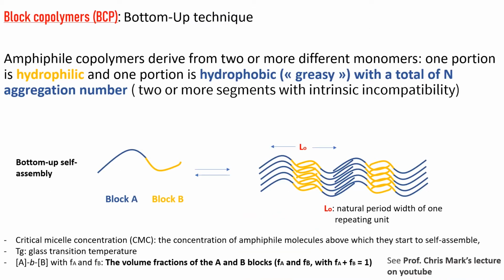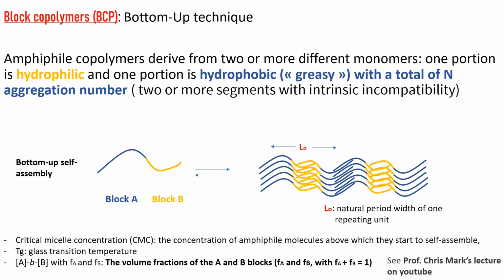Block copolymers are generally prepared by bottom-up techniques. Amphiphilic copolymers derive from two or more different monomers. One portion is hydrophobic, such as block A. One portion is hydrophilic, such as block B in the figure.